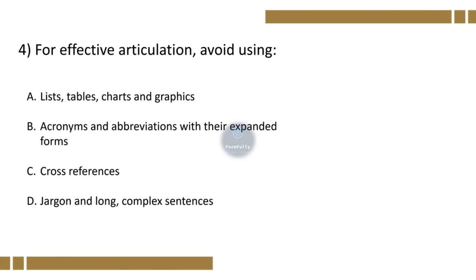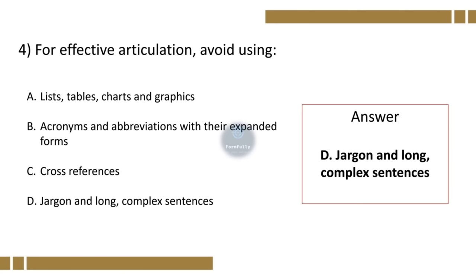Question 4. For effective articulation, avoid using: option A, lists, tables, charts, and graphics; option B, acronyms and abbreviations with their expanded form; C, cross references; D, jargons and long, complex sentences. And the correct option is D, jargon and long complex sentences.